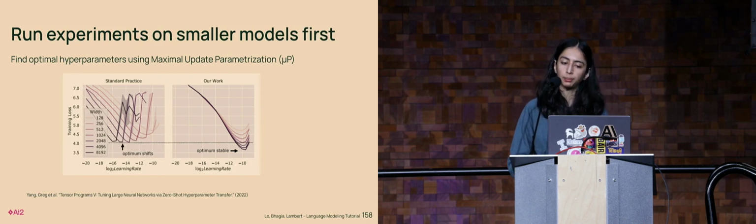You can find optimal hyperparameters for your main pre-training run, such as learning rate. So this work, for example, proposes an alternative way to parameterize your model weights, such that the optimal hyperparameter value remains the same as you increase the width of your model.